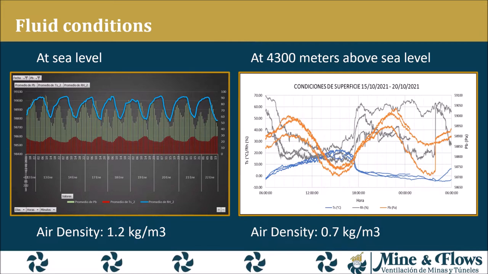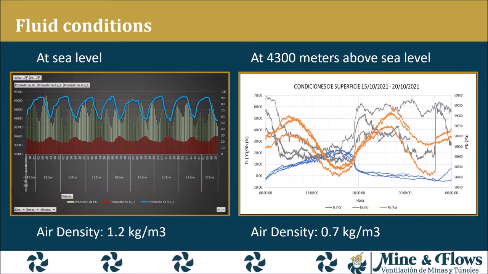In the first graphic, we can see a mine surface condition near sea level, where the air density is about 1.2 kilograms per cubic meter, with a barometric pressure of about 99 kilopascals, and a maximum temperature of 32 degrees. In the right graphic, we can see a mine near 4,300 meters above sea level, with an air density of about 0.7 kilograms per cubic meter, a barometric pressure of about 59 kilopascals, and a minimum temperature of minus 5 degrees.